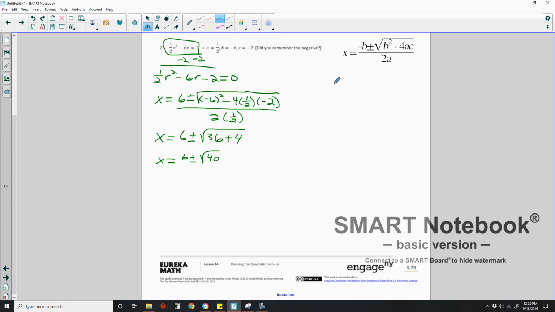So 40 with a factor tree is 2 times 20. 20 is 2 times 10. And 10 is 2 times 5. And we have a pair of 2's, and these are obviously not a pair, and they're all by themselves, so we're going to ignore, and this stays in the radical. So this is x equals 6 plus or minus 2. These two 2's are square root of 4 is 2, and the square root of 10. And that is our answer.